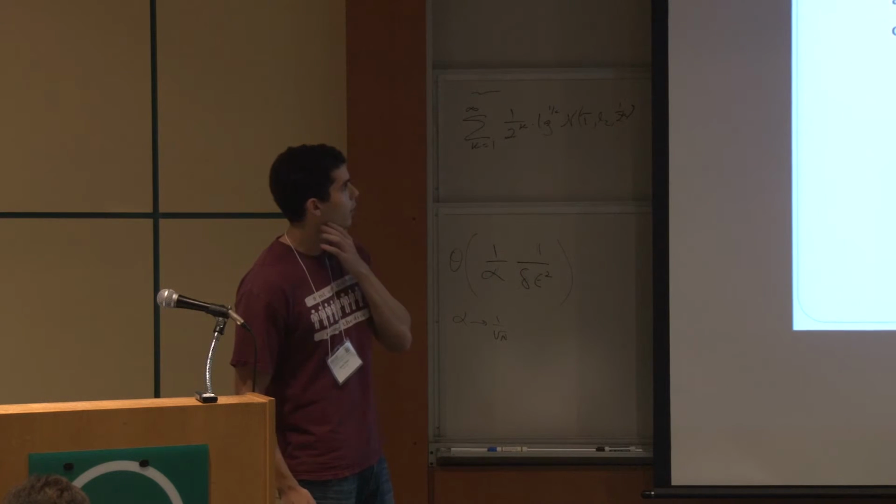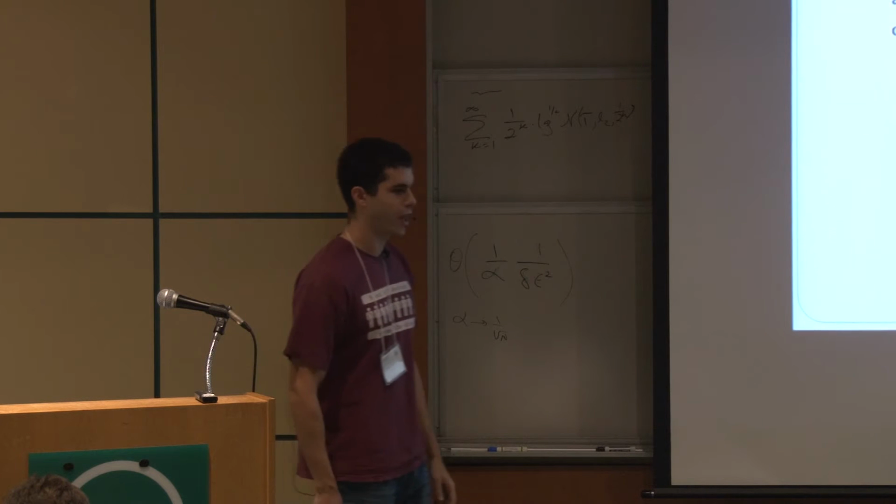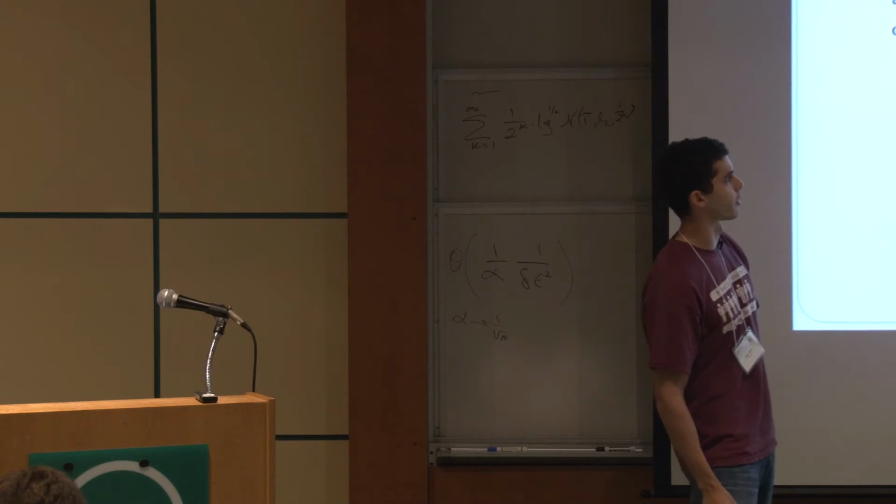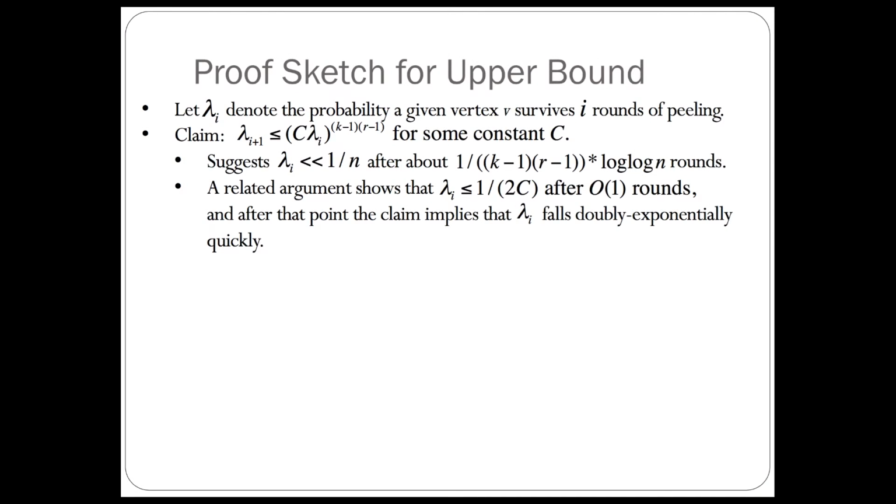Okay, so I just want to briefly sketch a crude caricature of why you might expect the leading constant to be 1 over (k-1)(r-1). If you let lambda sub i denote the probability a given vertex survives i rounds of peeling, the key claim is that lambda_{i+1} is bounded above by some constant times lambda_i raised to the power (k-1)(r-1). Right, that's the key claim. So if you believe this claim, then the right leading constant is precisely 1 over (k-1)(r-1).